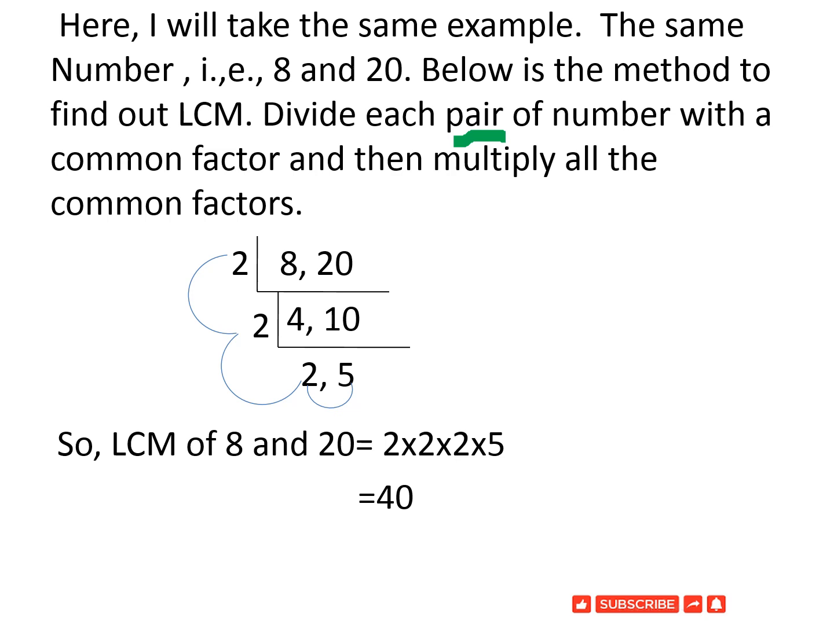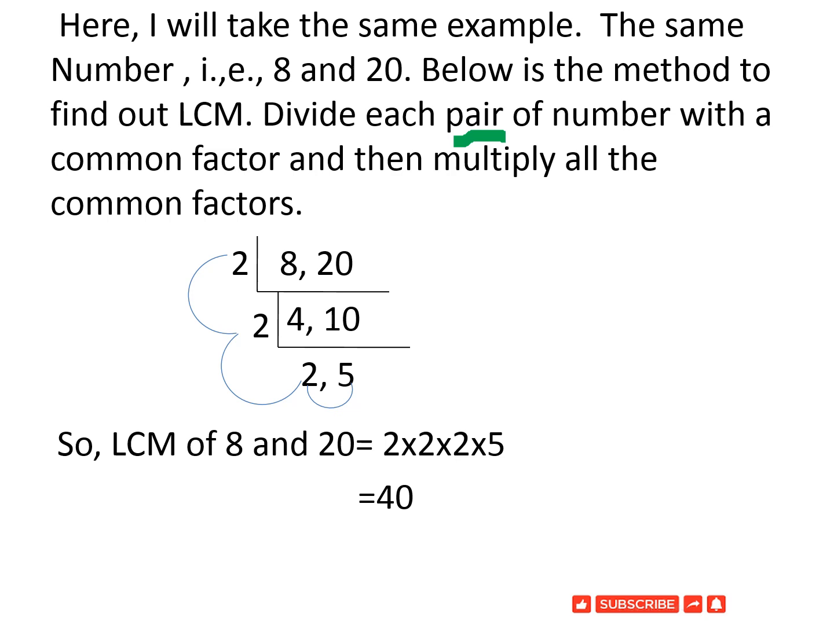Now the question comes, how can we divide 2 and 5 by any common factor? If we divide by 1, it will be the same. If we divide by 2, we cannot divide 5 by 2. If we take 3, we cannot divide both numbers by 3. If we take 4, we cannot divide both numbers by 4. If we take 5, we can divide only 5 by 5, but we cannot divide 2 by 5. So here the process stops. Now you have to take all the factors, 2, 2, 2 and 5, and multiply the factors.